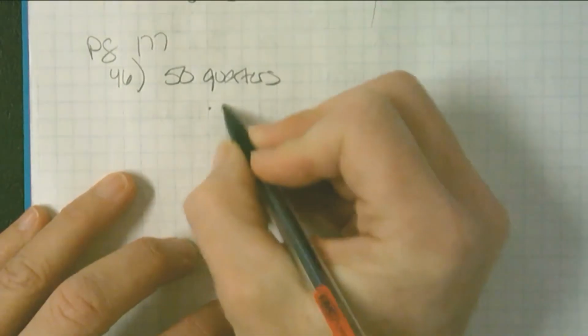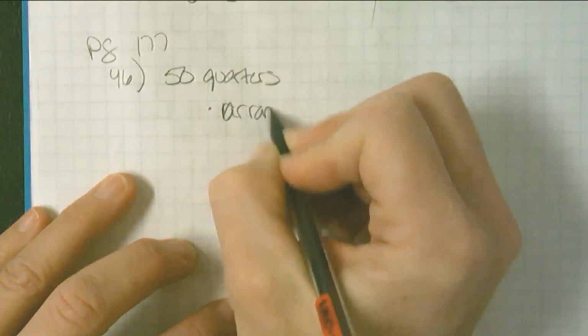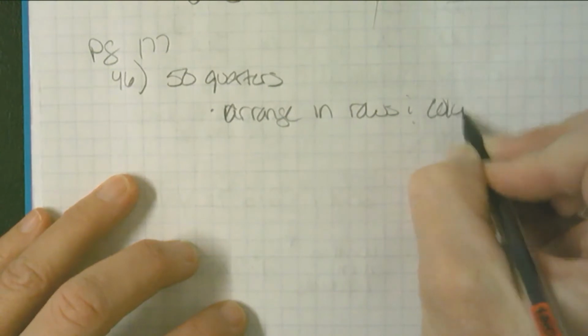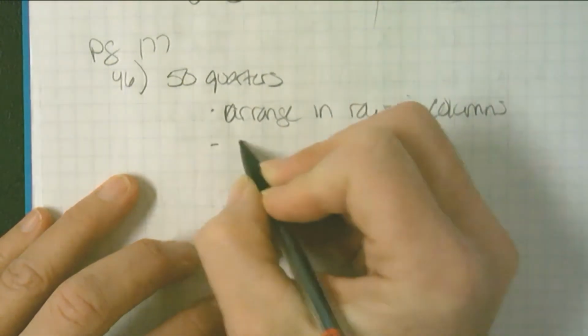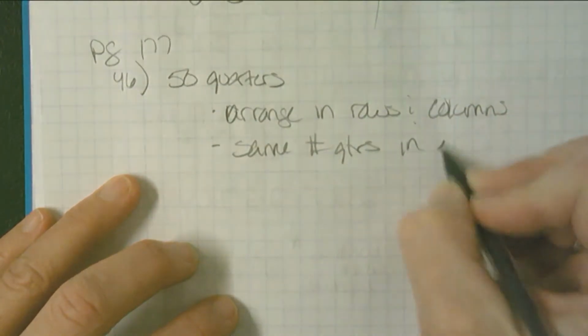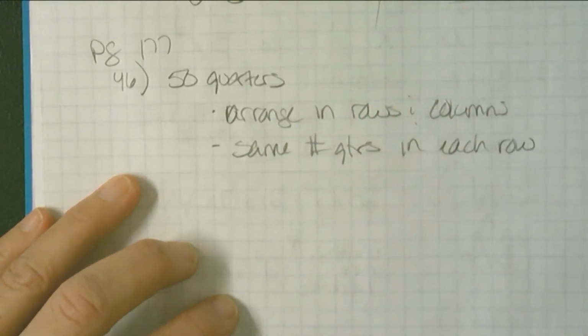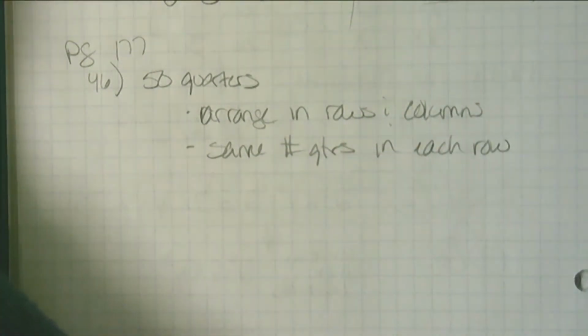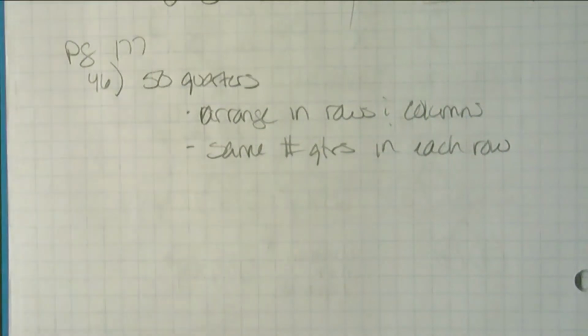All right, we want to arrange them in rows and columns. All right, we want the same number of quarters in each row. All right, so this number 46 is like the one that we did with the yearbook pictures. All right, so let's take a look at what that means.